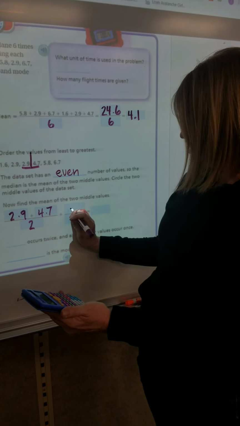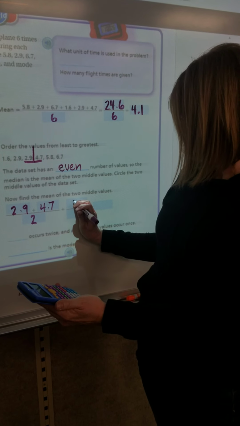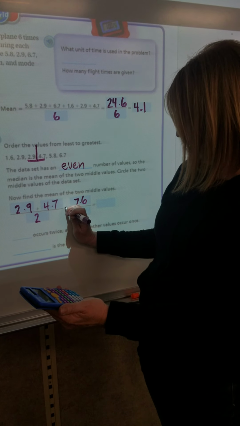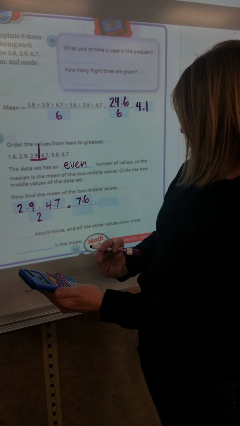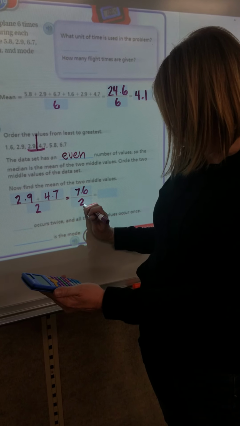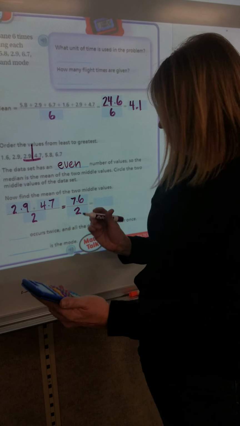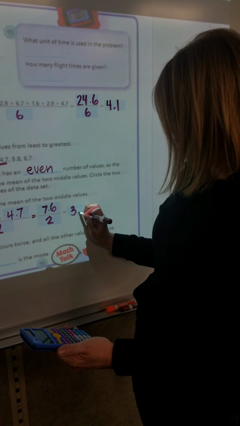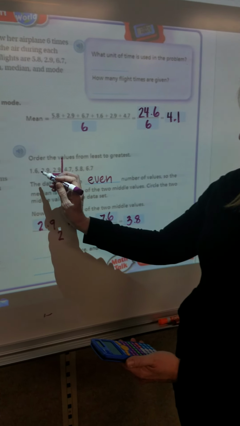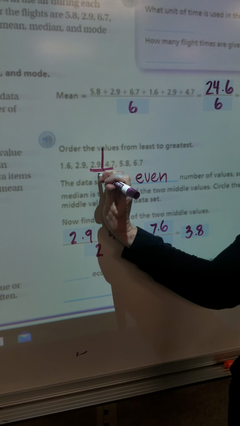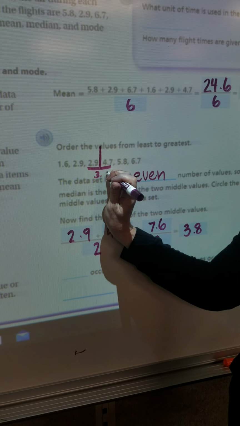Okay, so 2 9/10 plus 4 7/10 equals 7 6/10. This should say, actually, instead of plus, that should say equals. And we're going to divide that by 2. And 7 6/10 divided by 2 is 3 8/10. So of this data set, boys and girls, if we wanted to pick the median, the middle of those two numbers would be 3 8/10.